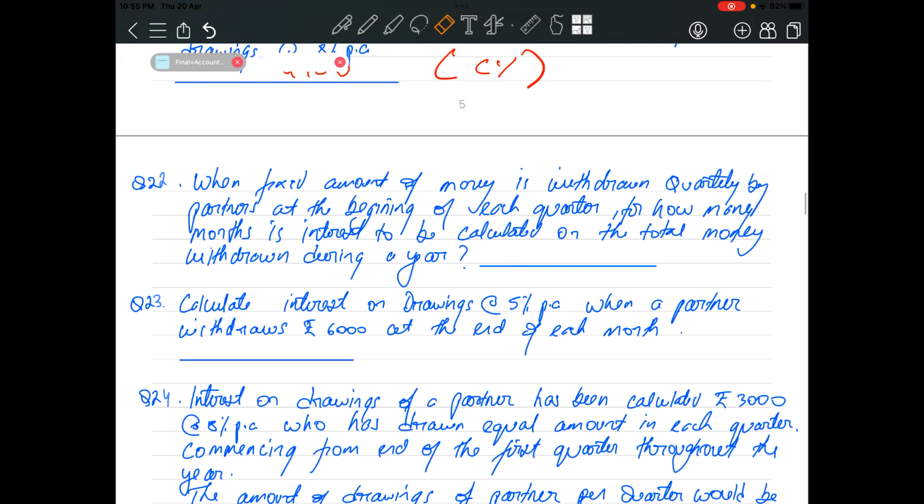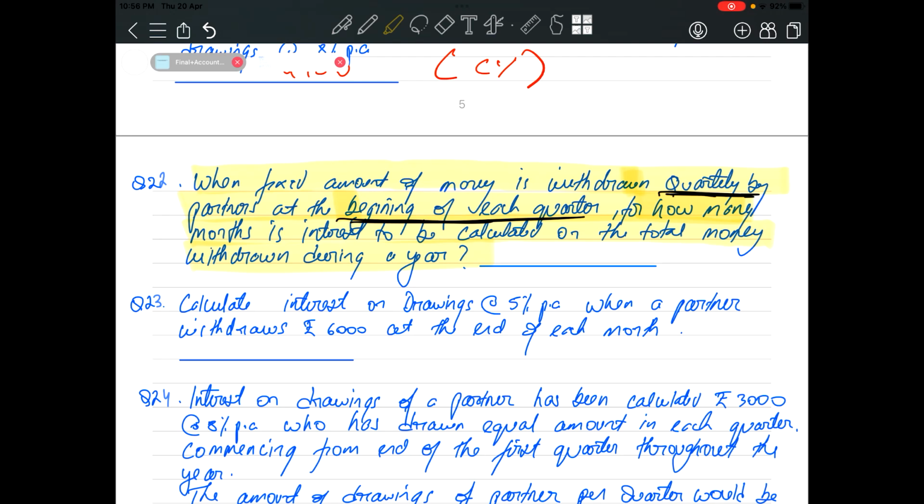Now what is question number 2 saying? Let's see. When a fixed amount of money is withdrawn quarterly by partners at the beginning of each quarter, for how many months is interest to be calculated on the total money withdrawn during the year? Okay, so basically we have to calculate the average period.